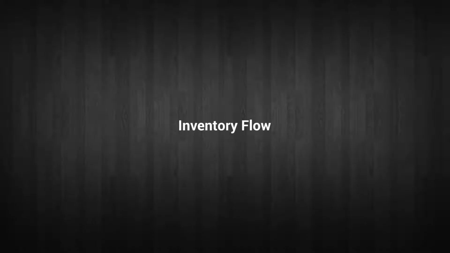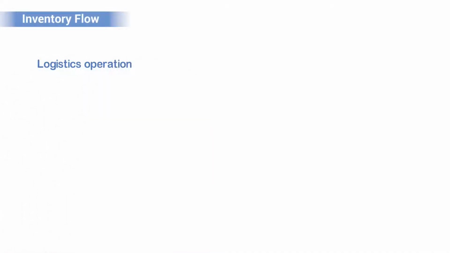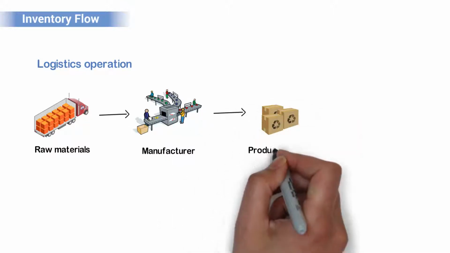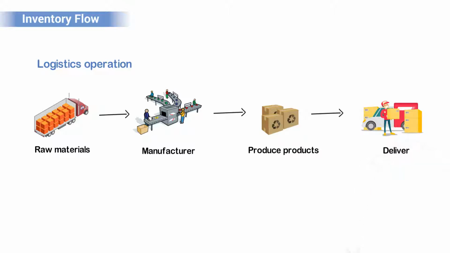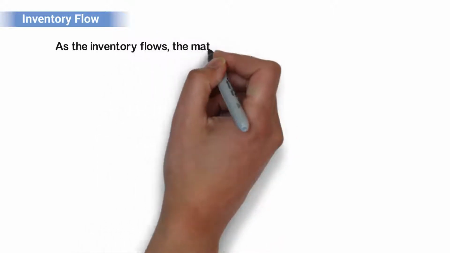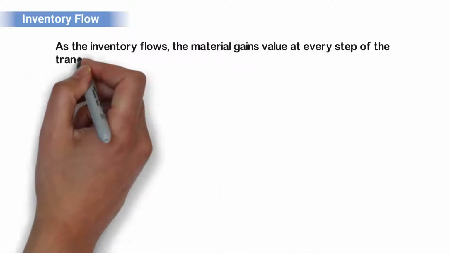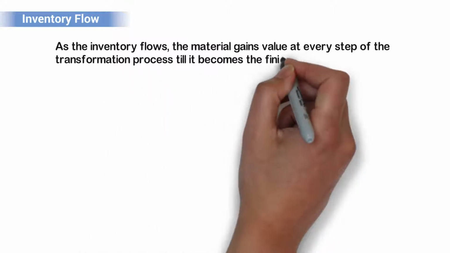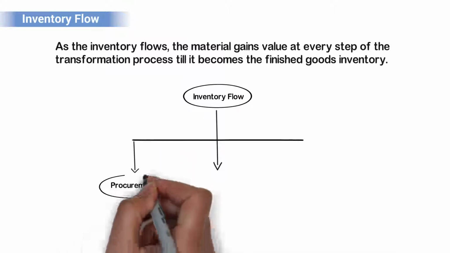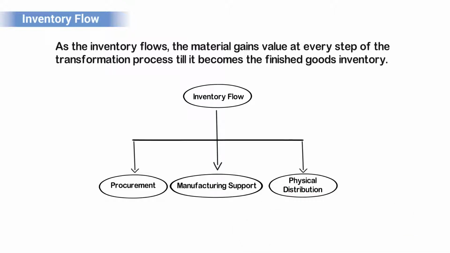Let us discuss the details of the inventory flow and its impact on the integrated logistics system. The logistics operation starts from the shipment of raw materials and parts from the supplier to the manufacturer for processing to produce products needed by the customer, which are delivered at the required time. As the inventory flows, the material gains value at every step of the transformation process till it becomes the finished goods inventory. The inventory flow comprises procurement, manufacturing support and physical distribution, as shown in the diagram below.